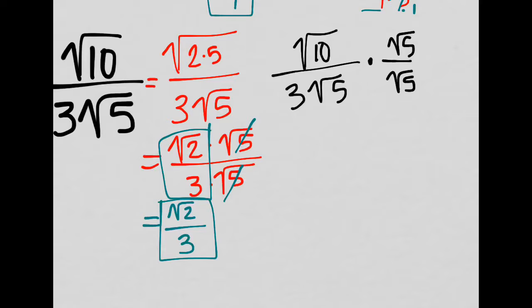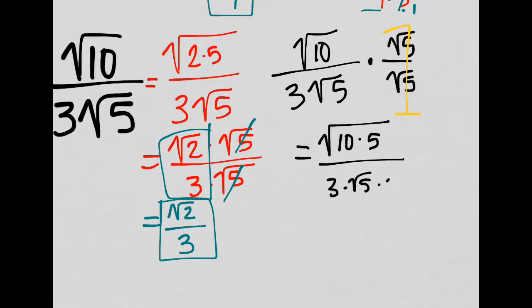Okay, this is our 1, right? So that gives us the square root of 10 times 5. They're both under the radical. I'm combining them based on our multiplication rule there. And I'm going to have 3 times the square root of 5 times the square root of 5. Well, I know that just gives me 5 itself, right? So I'm going to have the square root of 10 times 5, I'm going to leave it like that for right now, times 3 times 5.